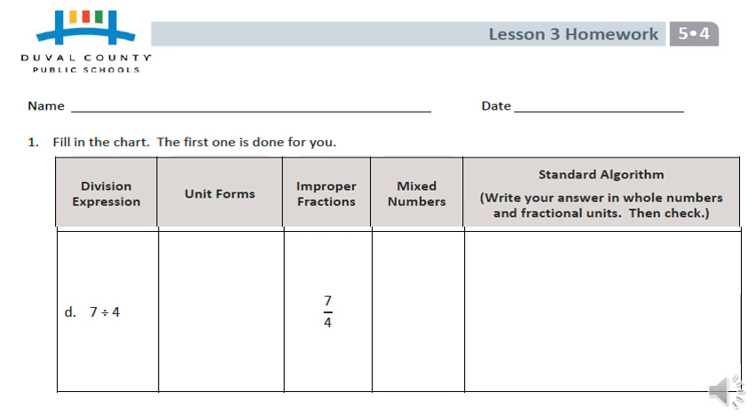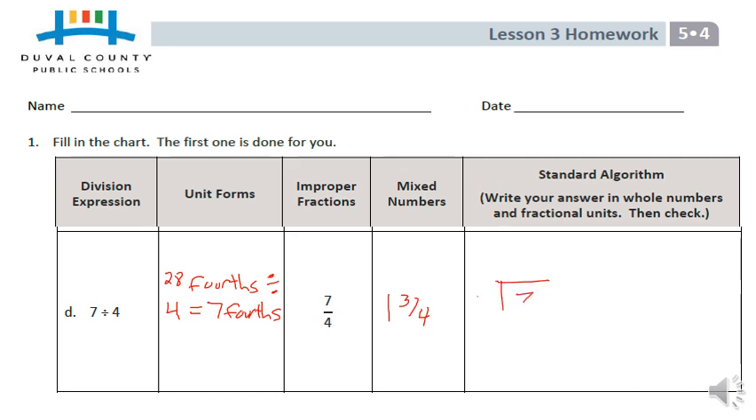Okay, this time we were given the division expression and we were given the improper fraction. So to find the mixed number, we know we can take the denominator, 4 divided into 7, will go 1 time and there's 3 left over, so we got 3/4. Now for our unit form, we're knowing fourths, so I'm going to go 7 times 4 is 28, so I can say 28/4 divided by 4 is equal to 7/4.